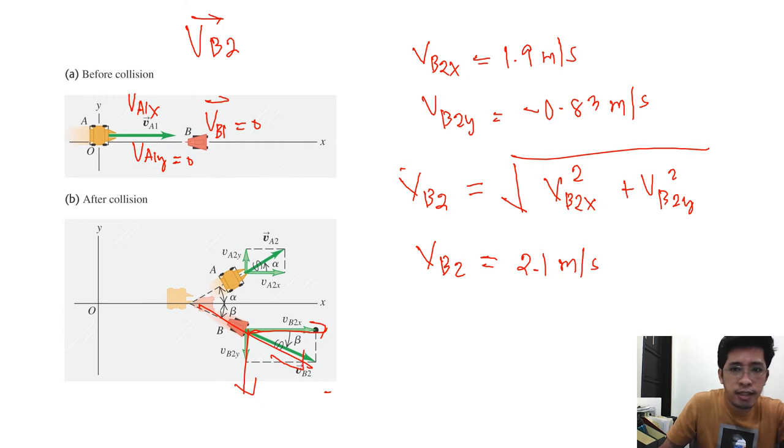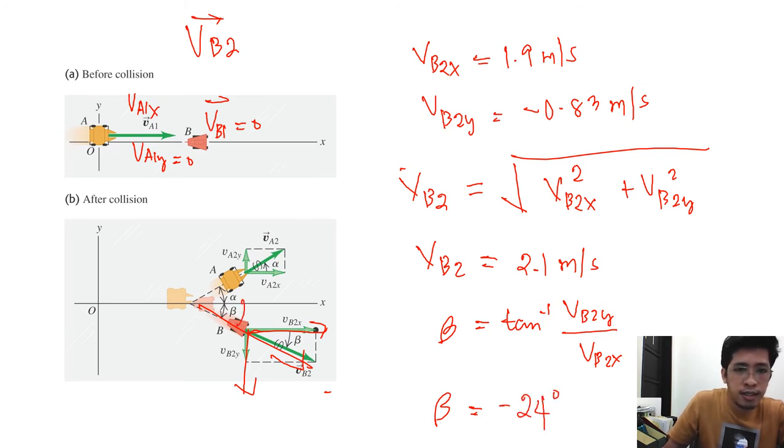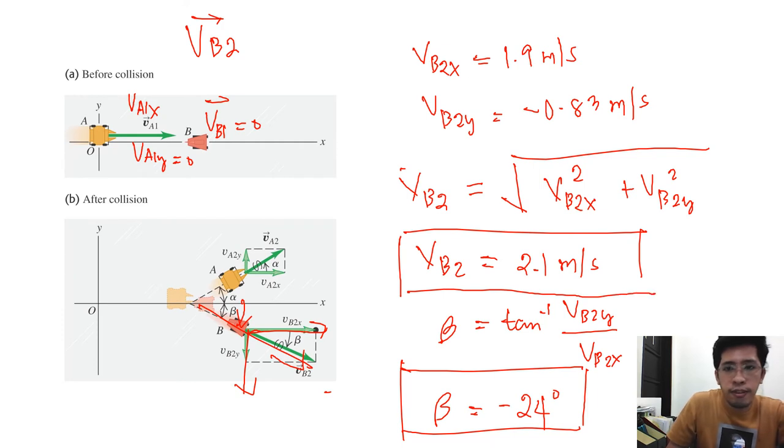2.1 meters per second. And we also need to get your beta, the angle. This is just from your tangent inverse of your VB2y over your VB2x. So here, your beta is equal to negative 24 degrees. Because again, it is measured from the positive x-axis and it is in the fourth quadrant. So these are your final answers. Please try to solve the problem yourself. Please verify it. Substitute it with the values. Since I have just given the final answers directly, so that you have something to work out on yourselves.